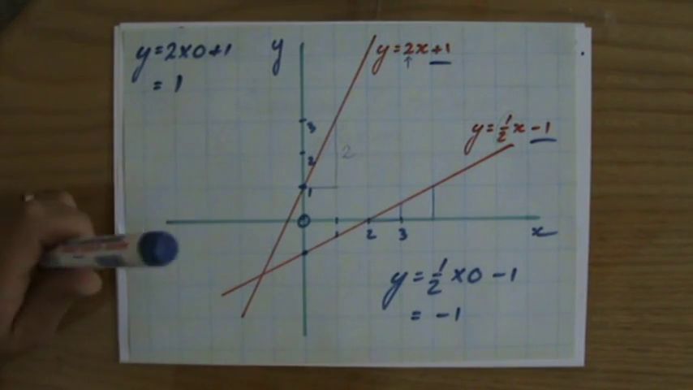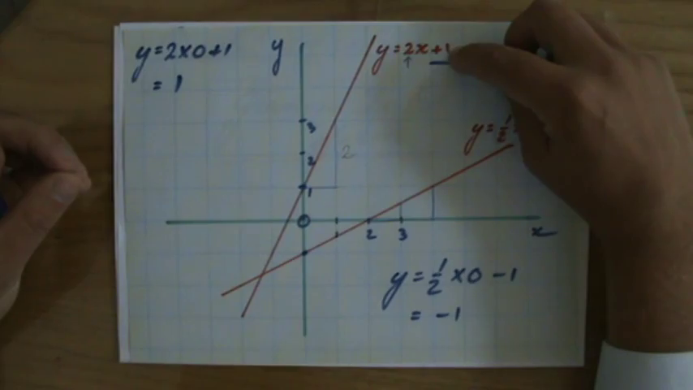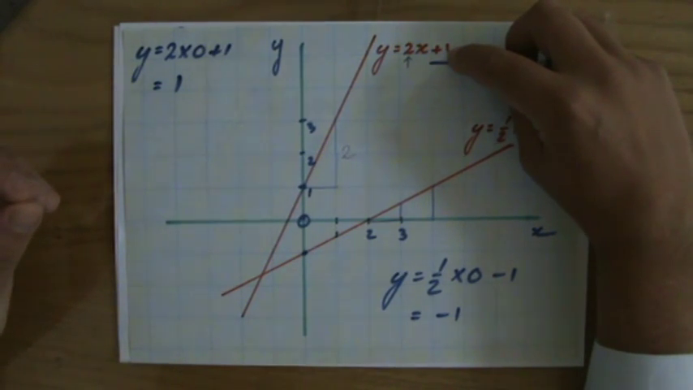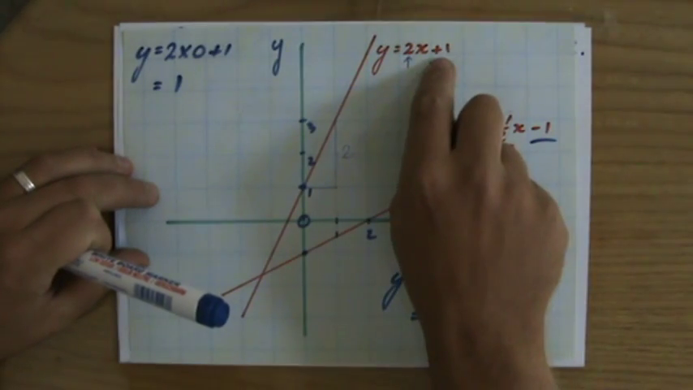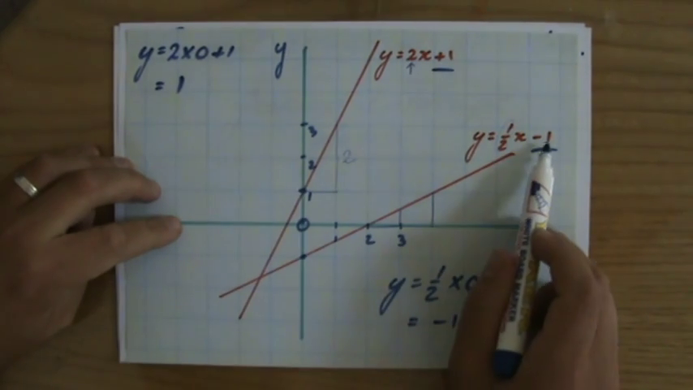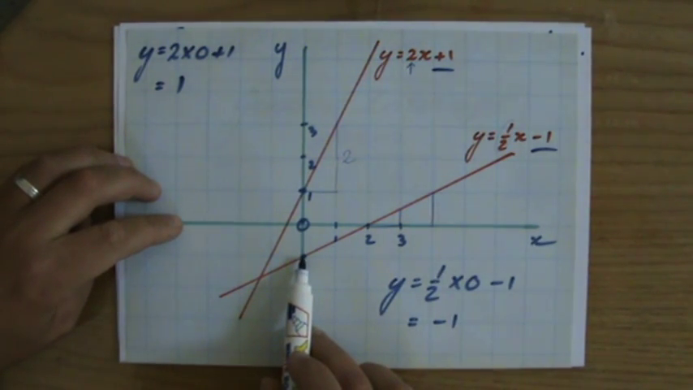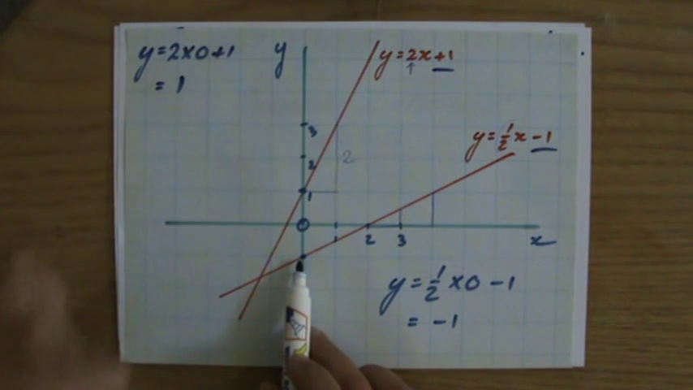It tells you at which point the line crosses the y-axis. At which point does it intersect with the y-axis? For this line at 1, and as you can see, indeed, at point 1. And for this line at point minus 1, and as you can see, indeed, that is at point minus 1. We call that the y-intercept.